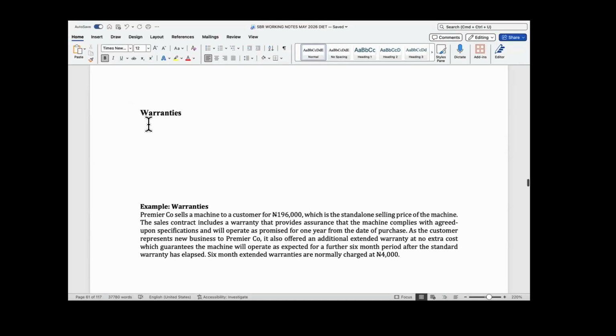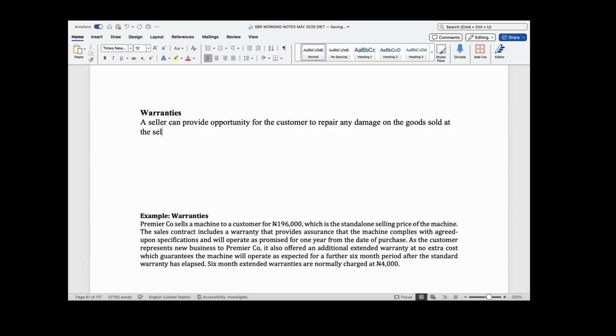And that's it really. Now, warranties. A seller can provide opportunity for the customer to repair any damage on the goods sold at the seller's cost. This is known as warranty.